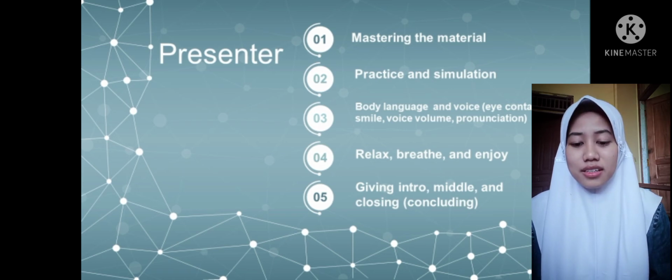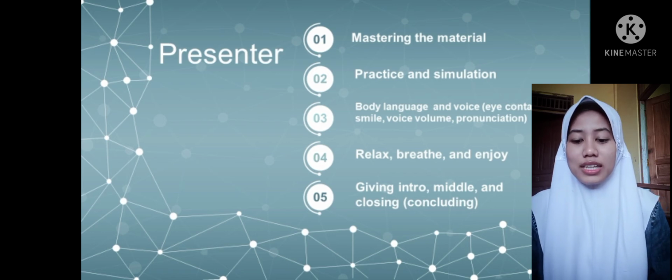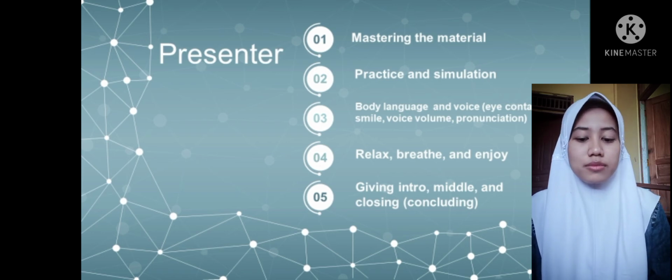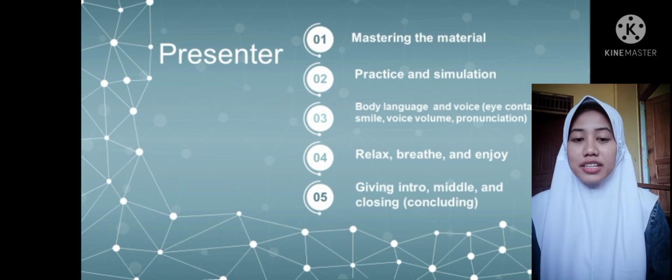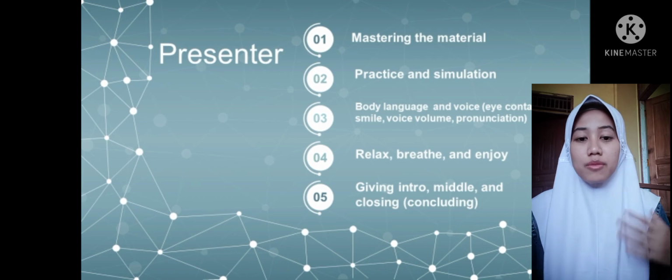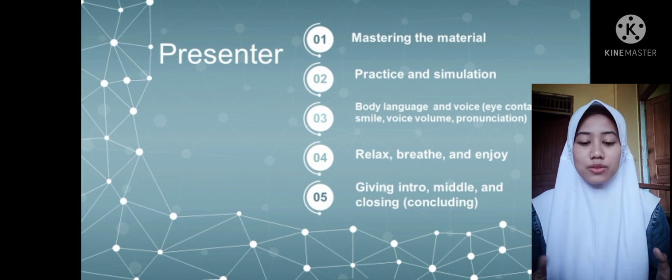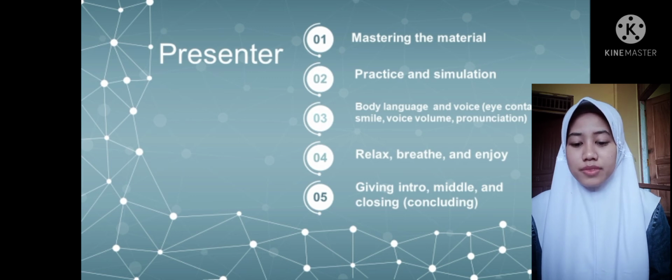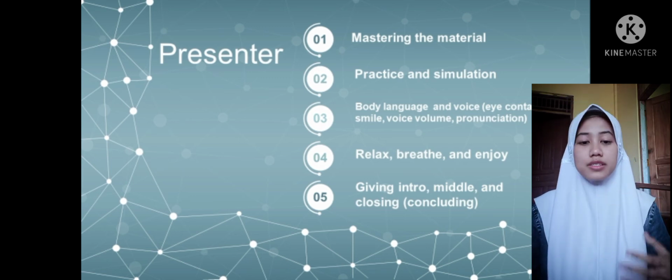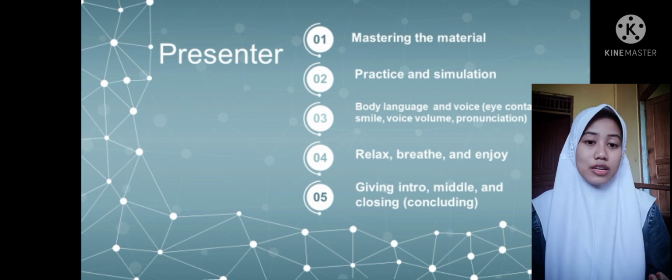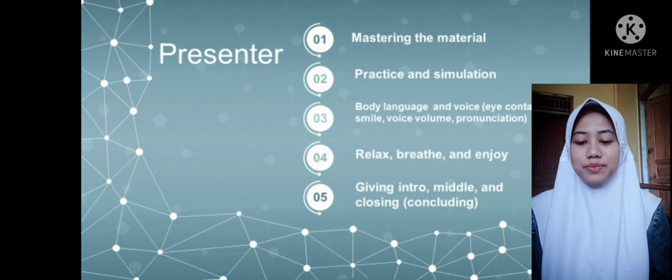Okay, the third is body language and voice: eye contact, smile, voice volume, and pronunciation. Eye contact and a smile indicate that we communicate with the audience. We give information to the audience. Then voice volume must be heard by the audience, and pronunciation must be clear to avoid misunderstanding from the audience.